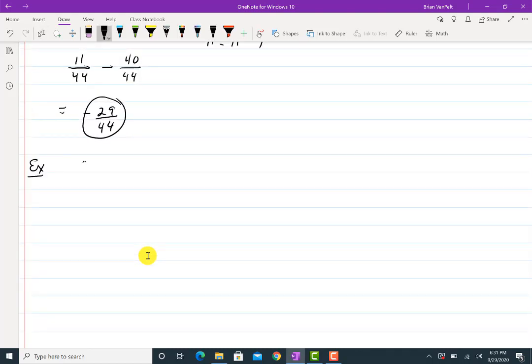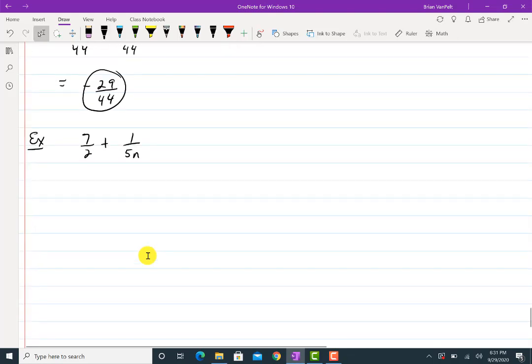Next, I have 7 halves plus 1 over 5n. Well, once again, 2 and 5 are prime numbers. So the LCD will be 2 to the 1 times 5 to the 1. But you're also going to have an n. There's nothing I can do about it. But the number parts I can get by the process I used earlier. So this is equal to 10n.